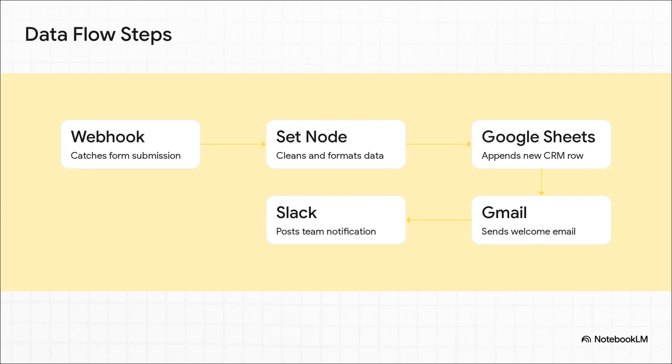Step 1, a webhook trigger node instantly catches that form submission. Step 2, the data flows into a set node to be cleaned up and formatted. Step 3, it flows right into a Google Sheets node to append a brand new row to your CRM. Step 4, the data branches over to a Gmail node to send out that welcome email. And finally, Step 5, a Slack node posts the team notification. It flows left to right, smoothly from one step to the next.